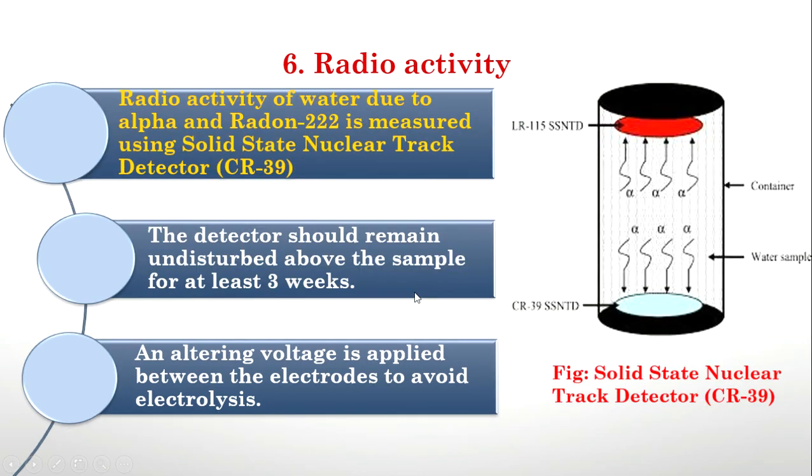And another important physical parameter is radioactivity. It is measured by using a solid state nuclear track detector. This is an instrument which we will place over the sample of water, and this will give the amount of alpha rays or radon 222 which is released from the water. The detector should remain undisturbed above the sample for at least 3 weeks. Then only we will get the reading.